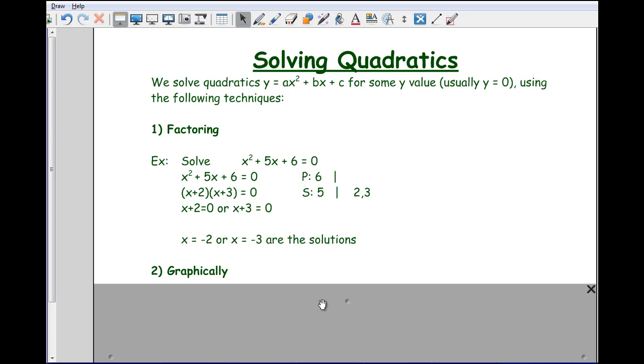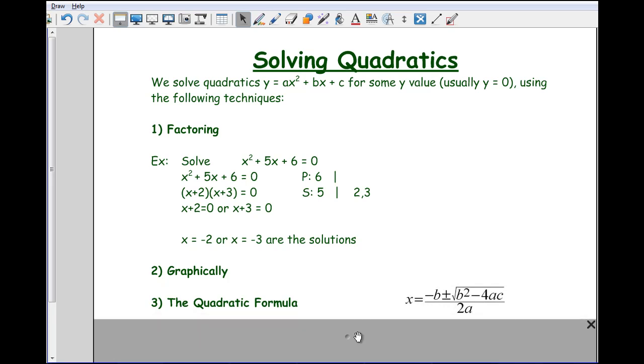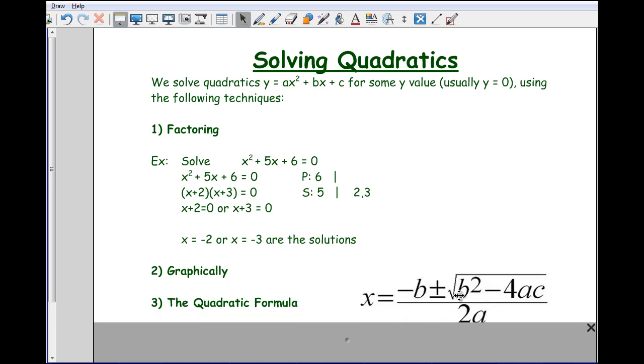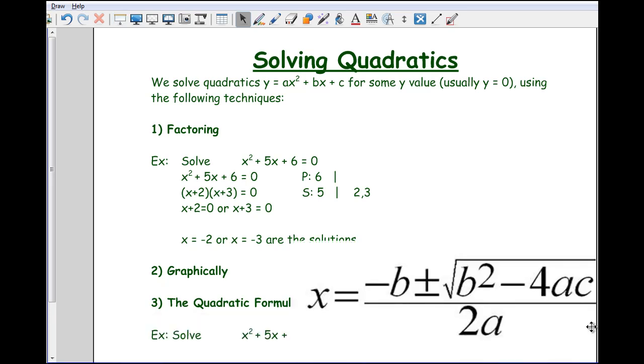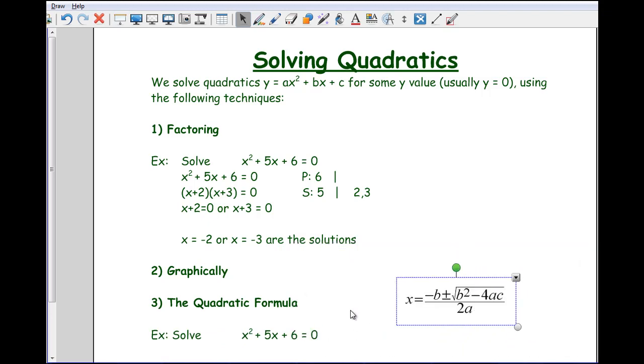We also do this graphically. If you were to graph these equations, you could determine where the solutions are, where this is equal to 0, which is just where it crosses the x-axis, and you could see it that way. Another method is our quadratic formula. Okay, guys? So this guy here, the quadratic formula, you will need to know that by heart. Okay? Memorize that.